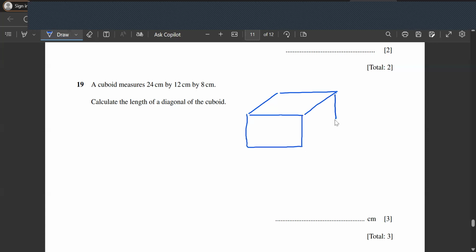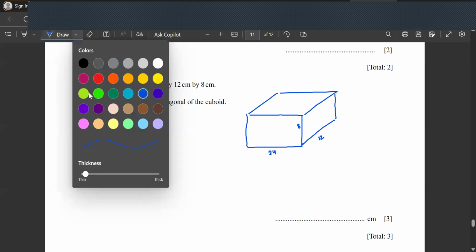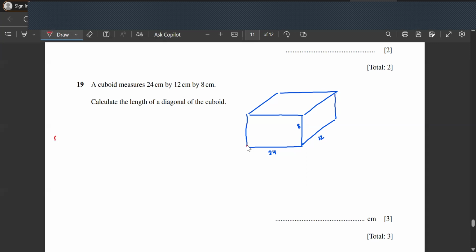This is my cuboid, okay? I have 24, 12 by 8. This is 24, this is 12, and this is 8. I want the diagonal of the cuboid. Where is the diagonal of the cuboid? This one. Look, I will do it in another color, joining this corner to this corner, like this. Okay? So first I will join this.